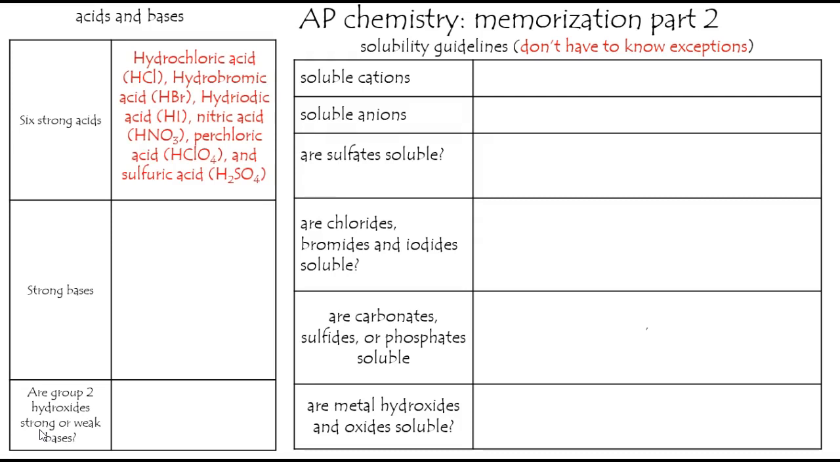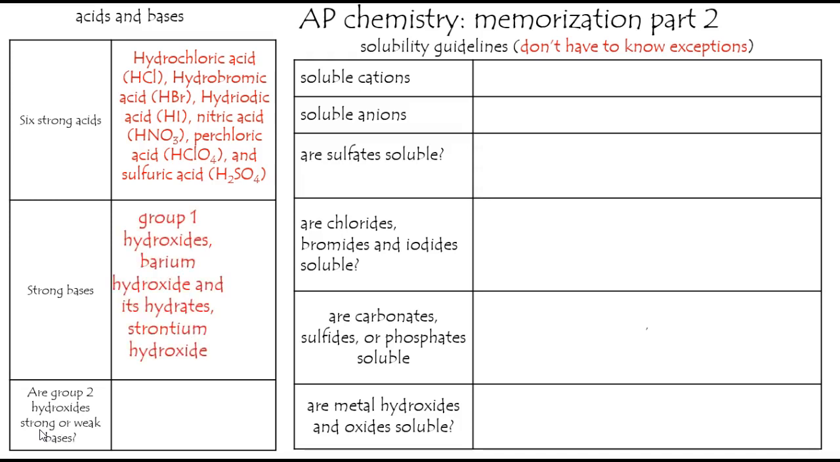The strong bases. Those would be group 1 and group 2, but only beyond strontium. So typically that means strontium and barium because radium is so radioactive. And are the group 2 hydroxides strong or weak? Well, we just answered it. They're weak until you hit strontium.